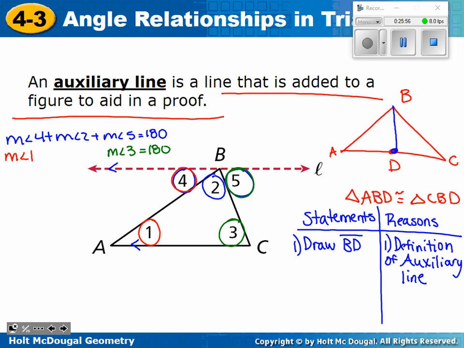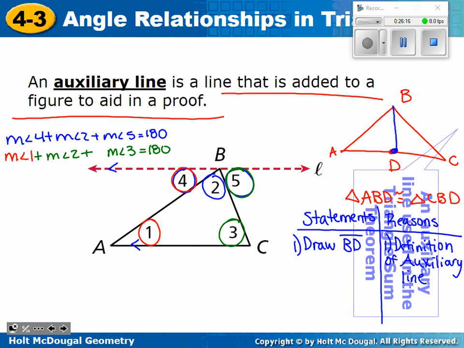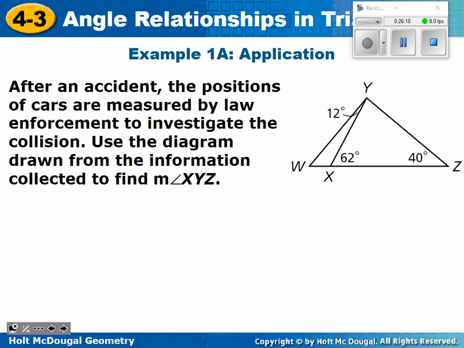And then if I keep my measure of angle 2, look at what we have. 1 plus 2 plus 3 equals 180. And that's our triangle sum theorem, that all 3 angles in a triangle add to be 180. I didn't write that as a formal 2-column proof, but you can get the idea. Does that make sense? Okay. So if you have to draw a line, it's called an auxiliary line, and you just write, draw that line, definition of auxiliary line.